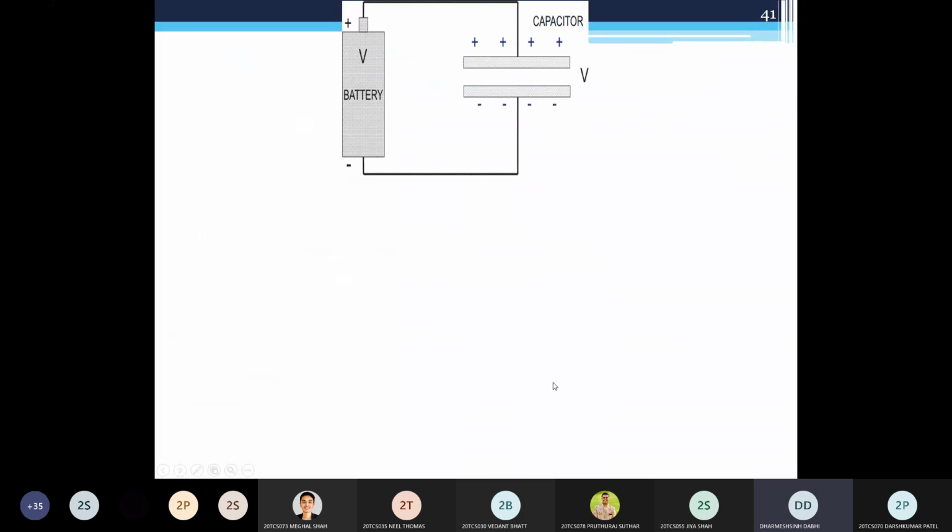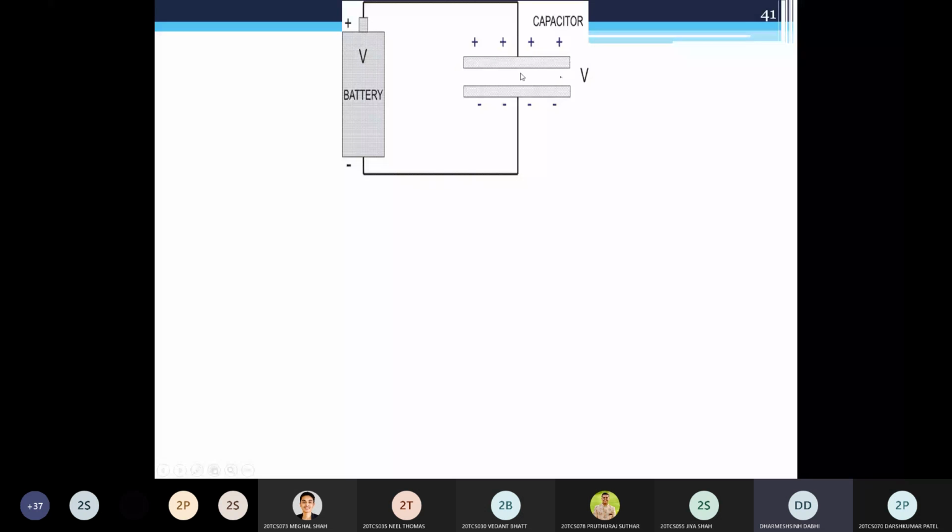Now we can see the single line diagram of this process. Here you can see there is a source of energy, which is nothing but a battery, which has a voltage V, capital V. And here is the capacitor. The upper plate is assumed positive, the lower plate is assumed negative. Now this shows that your capacitor is charged to the same voltage as your supply voltage. It means whatever the battery voltage, at the same voltage your capacitor is charged.